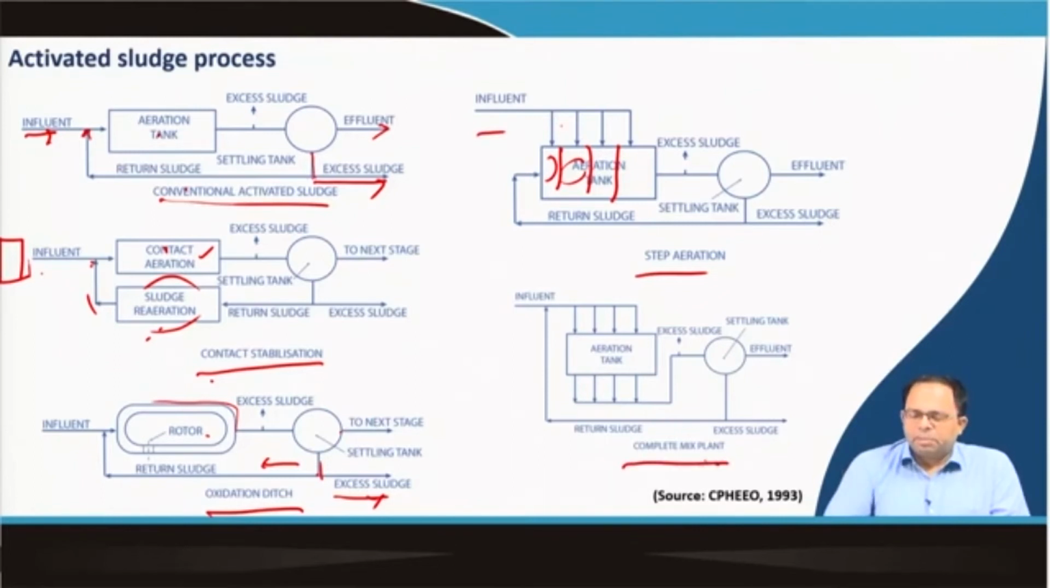A complete mix plant is where both the influent as well as the return sludge are first mixed and then taken via multiple channels, and each channel is separate. Then we go to the settling tank where excess sludge is taken out and some amount of sludge is returned. So, this is a complete mix plant, and as you can understand, the mixing is even more than in a step aeration plant. These are some of the variations of the activated sludge process.